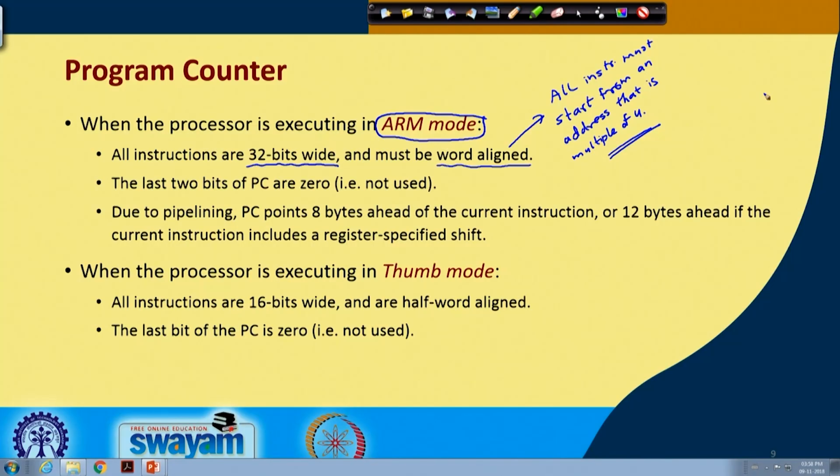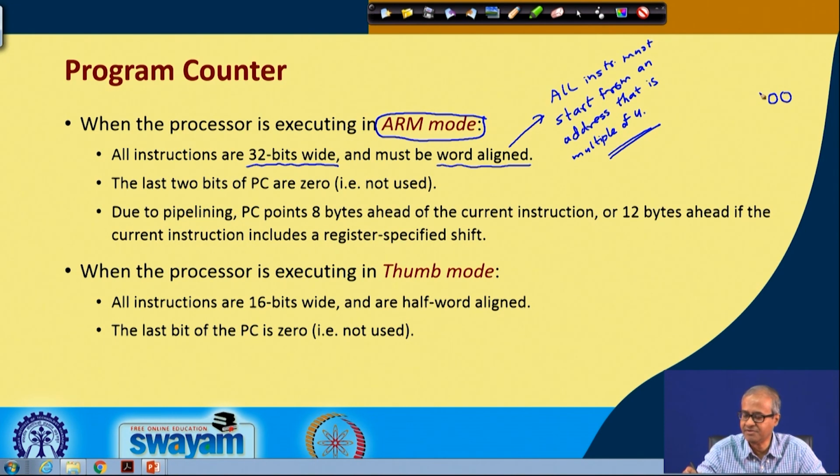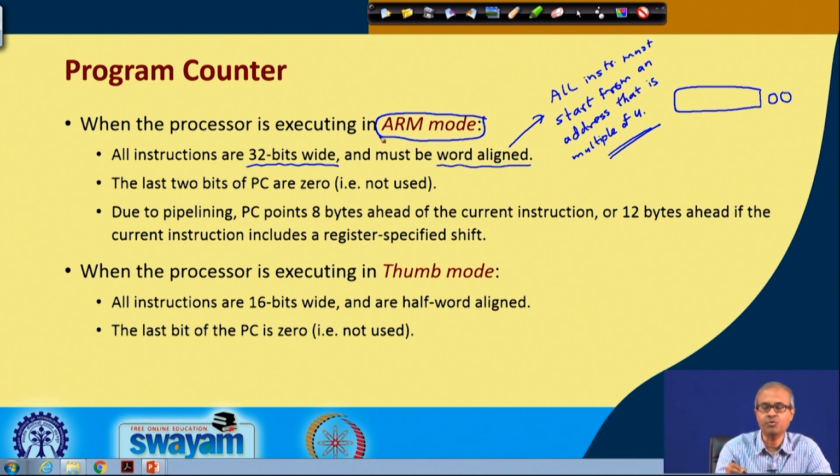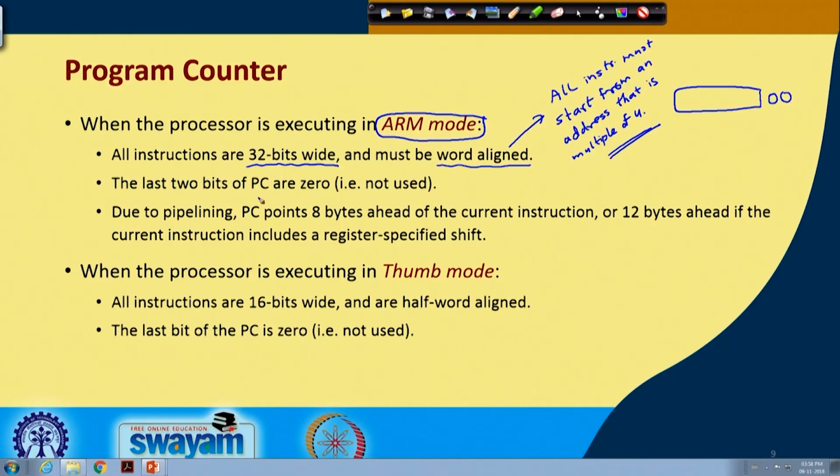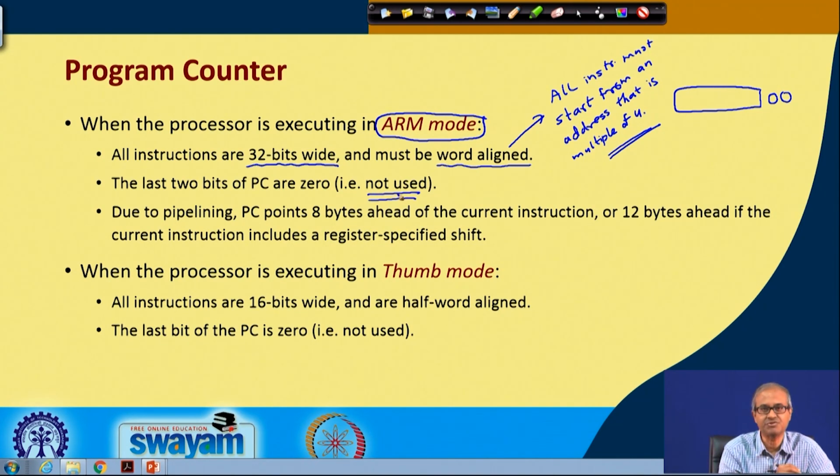And multiple of 4 means what? The last 2 bits are 0. So, any address with the last 2 bits 0 is a multiple of 4. Therefore, when it is in ARM mode, the program counter is expected to hold the address of an instruction, right. So, always the last 2 bits of the program counter will be 0. They are actually not used in the ARM mode, they will always be 0. Okay. This you have already seen, the PC can point 8 bytes ahead or 12 bytes depending on the number of stages.